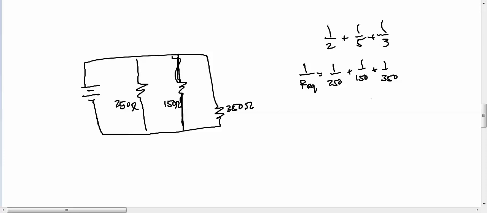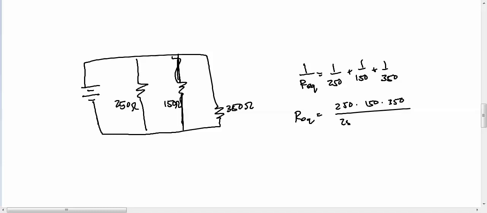Wouldn't the other one just be R1 times R2 times R3 over R1 plus R2 times R3? Actually, yeah. So that one would technically be easier. It would essentially be 250 times 150 times 350 divided by 250 plus 150 plus 350. Plug that into your calculator and you get 74. It's the same thing. Do you guys believe me?